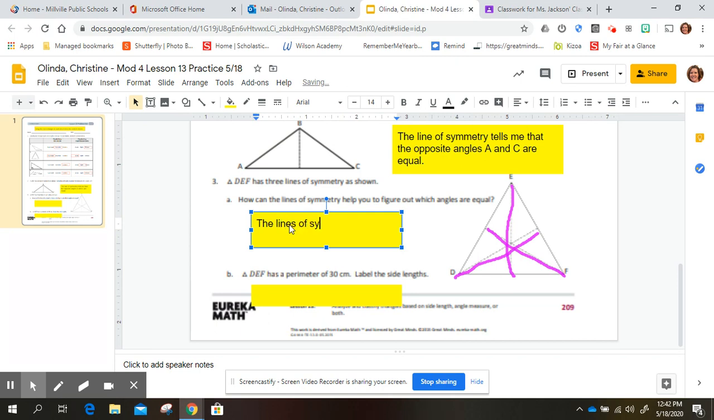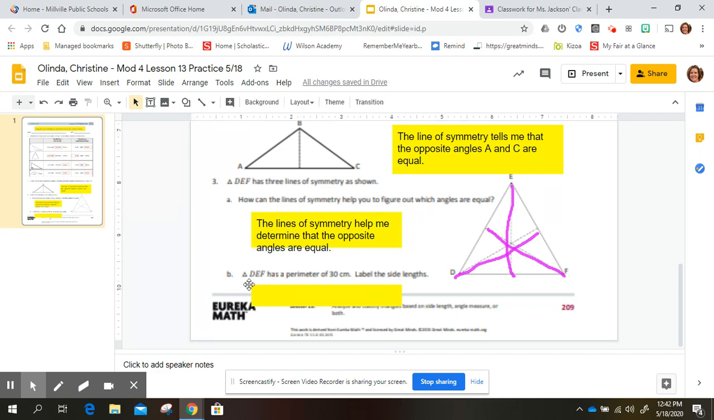The lines of symmetry help me determine that the opposite angles are equal. And that's almost the same answer here. They tell me that the opposite angles are equal.